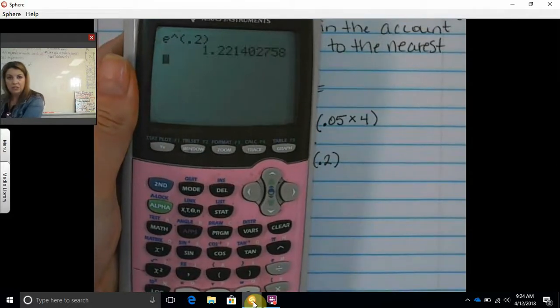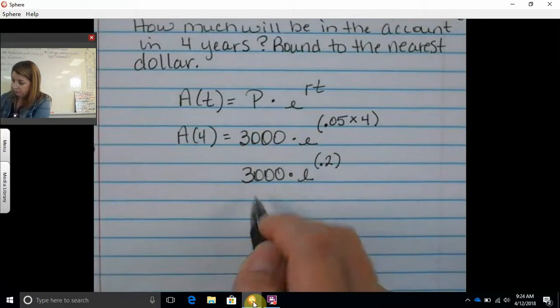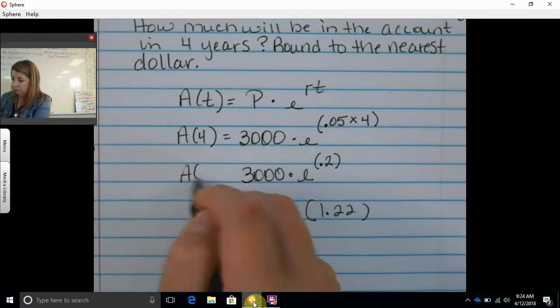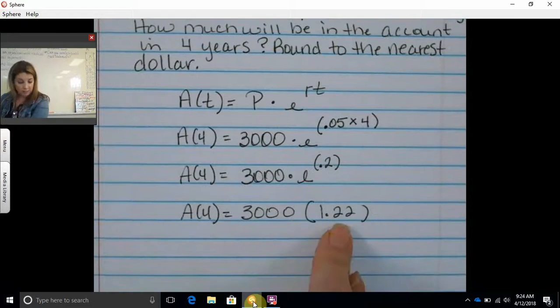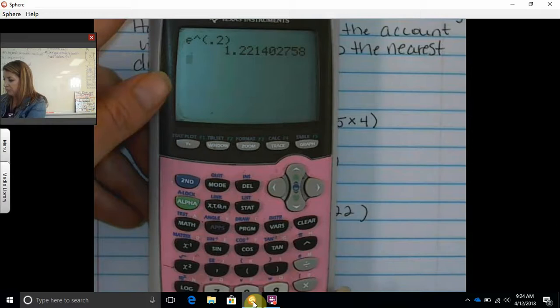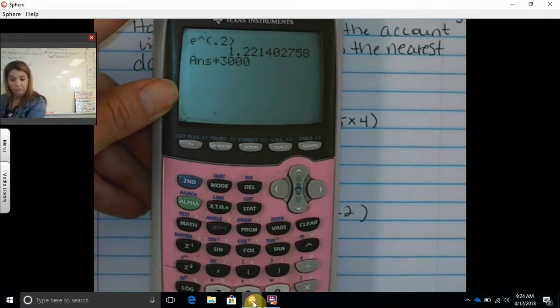So e raised to 2/10 is approximately, I'm going to, of course, leave this in my calculator, but on my paper I'll just round. So e raised to the 0.2 is approximately 1.22. And then I can multiply by 3,000. So if I just leave that big number in there, I'll round at the end. So that number multiplied by 3,000. And it did say round to the nearest dollar, so that's going to be $3,664.